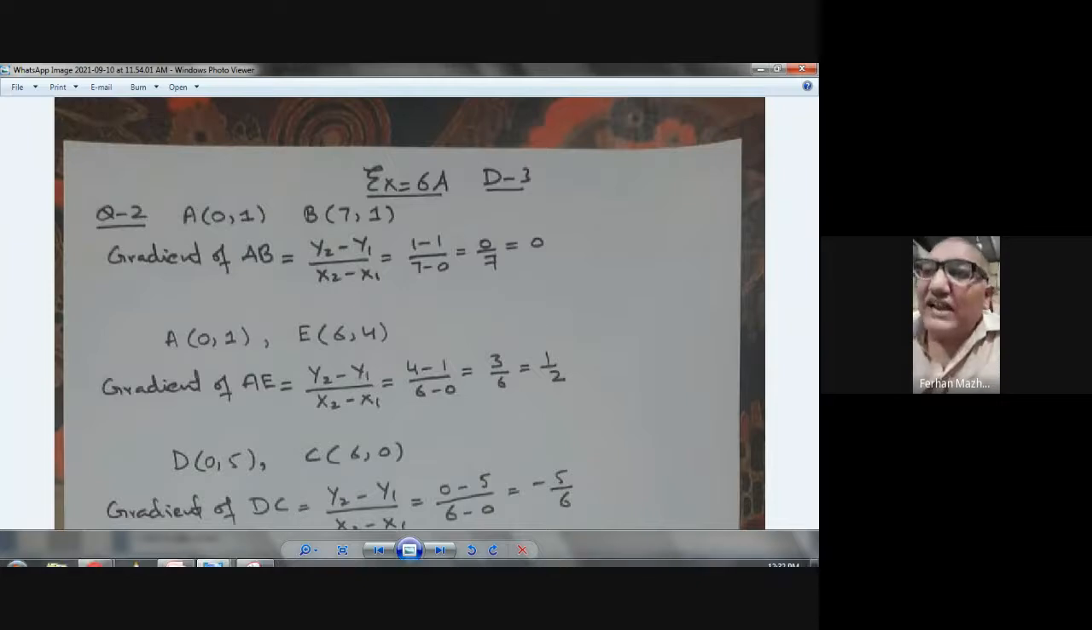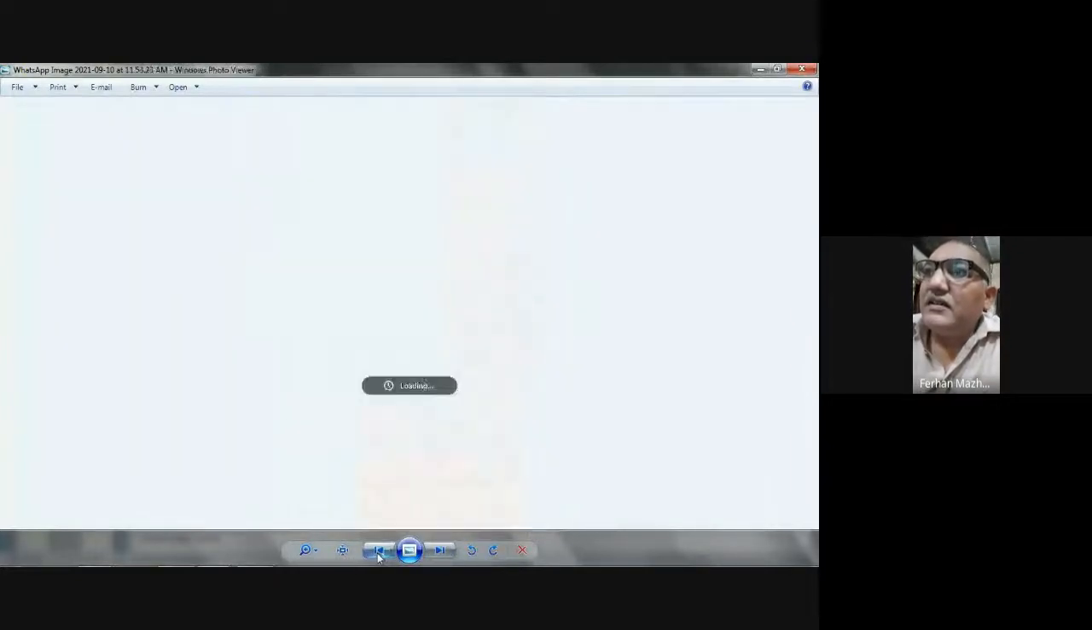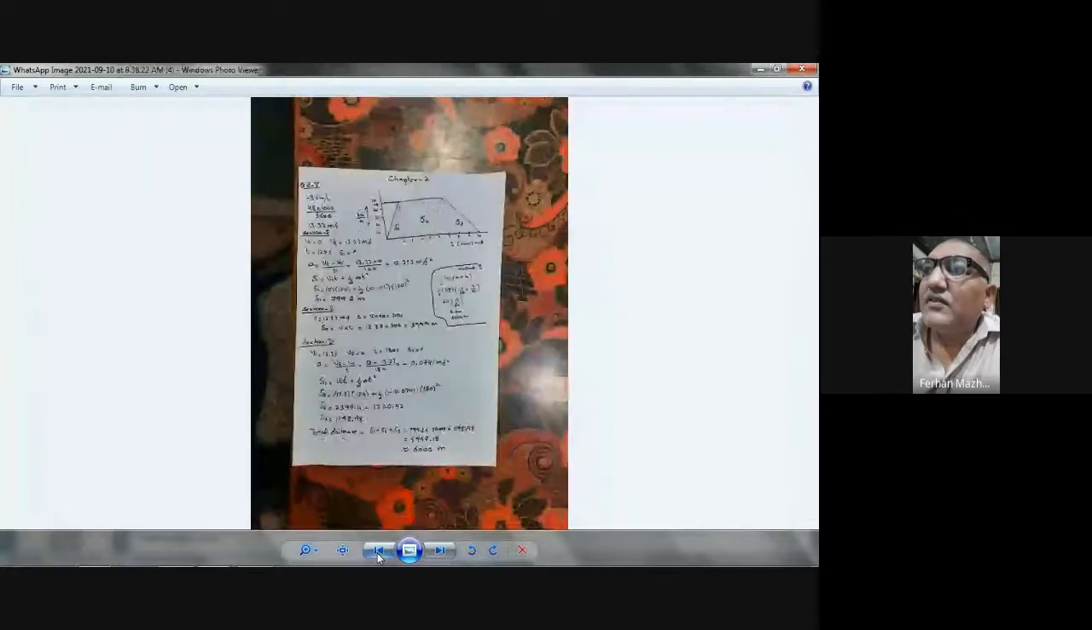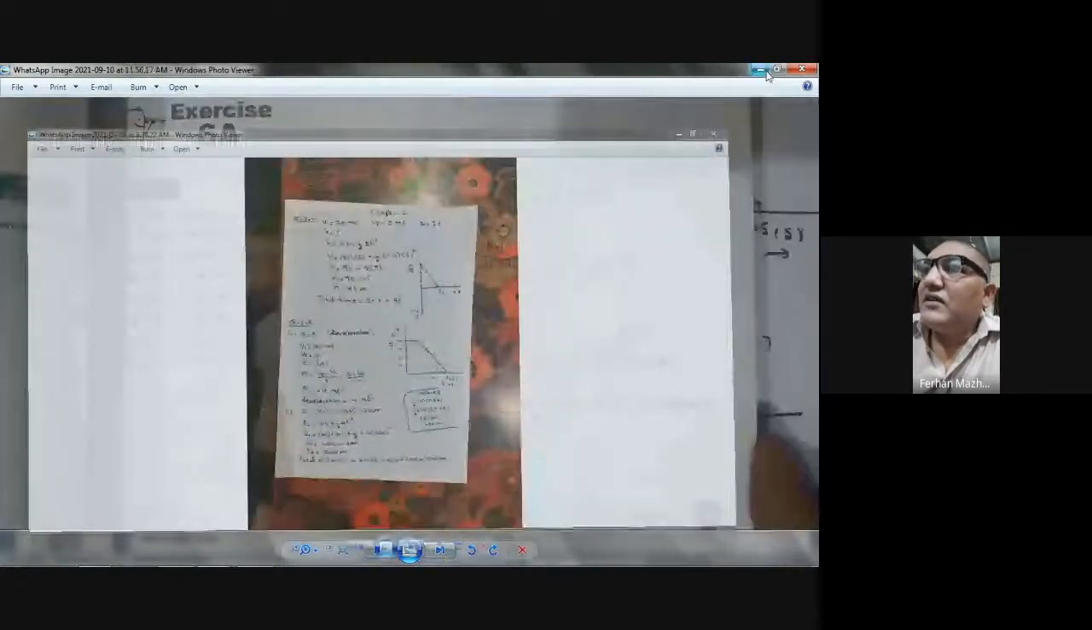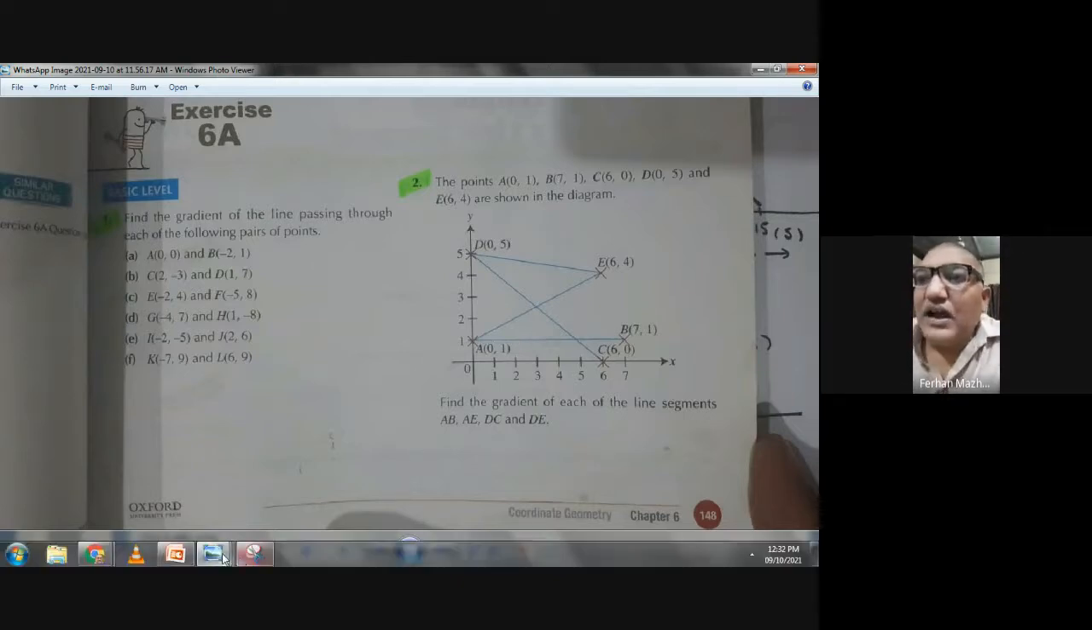And if you look at that diagram, look at this diagram. In this diagram, this AB line is a horizontal line and its gradient will be 0, obviously. The lines which are horizontal, their gradient is always 0. Remember that thing.